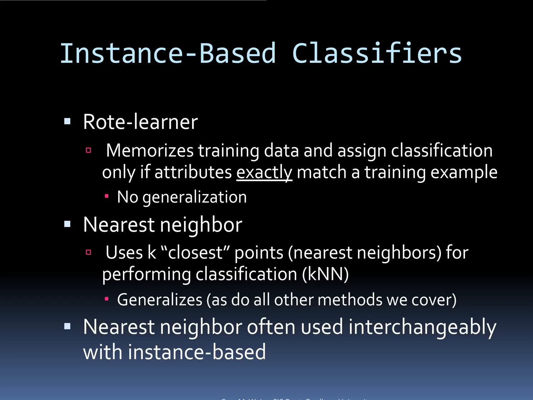In contrast, the nearest neighbor method, like k-nearest neighbors (KNN), selects the k closest points for classification. This method generalizes by considering proximity in the feature space, allowing for more flexible predictions based on similarity. Often, nearest neighbor methods are used interchangeably with instance-based classifiers because they rely on specific instances for decision-making, rather than constructing an explicit model. This makes them versatile tools in various applications.